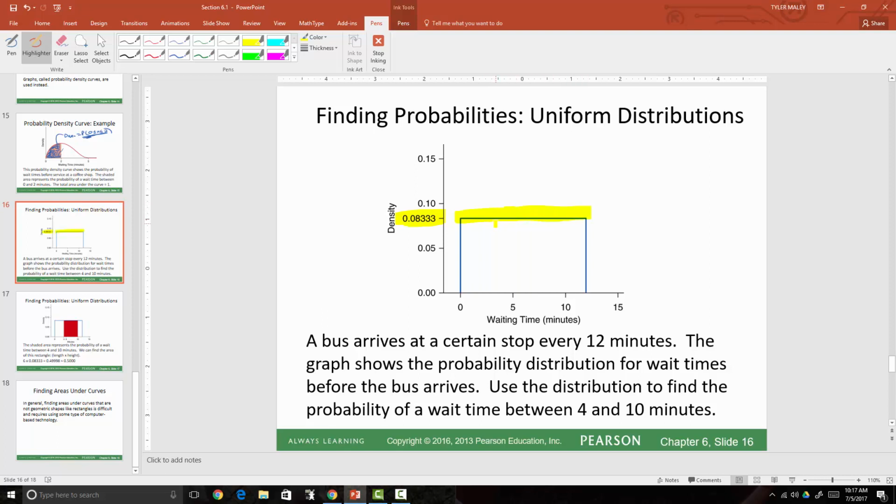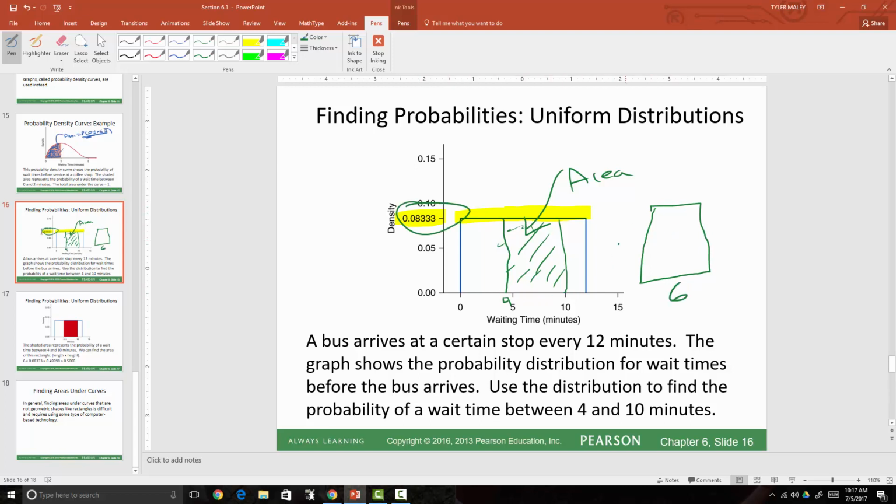If I want to find the probability of a wait time between 4 and 10, I would come over here to 4 and in between 10. What I'm after is, what is this area? Well, this is just a rectangle. If I pull this apart, the width of the rectangle would be 6, and the height of the rectangle would be this y value, 0.08333. How do you find the area of a rectangle? We take length times width. If I multiply those two together, I can get the area.